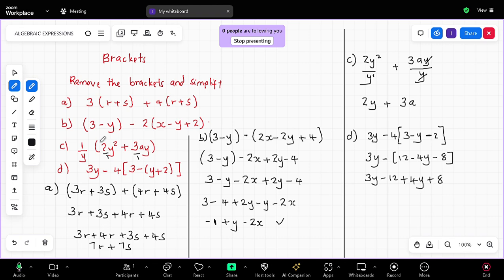So again we do the collection of like terms. 3y plus 4y plus 8 minus 12. So the answer is 7y. 8 minus 12 is minus 4. This is the final answer.